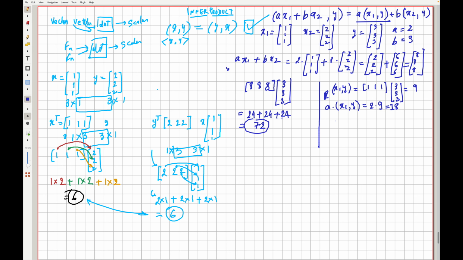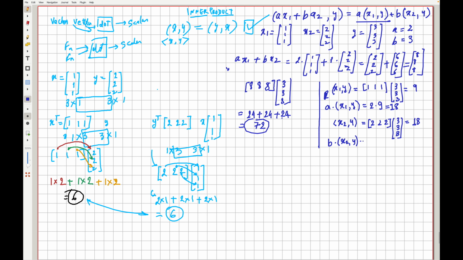Next is part 2, where we first take the dot product of x2 with y. This time our x2 is 2 2 2, so we take the transpose of that and put that right here, 2 2 2, and then we take the values for y, which is simply 3 3 3, and 2 times 3 is 6, so 6 plus 6 plus 6 is 18, and we just say that that's 18.